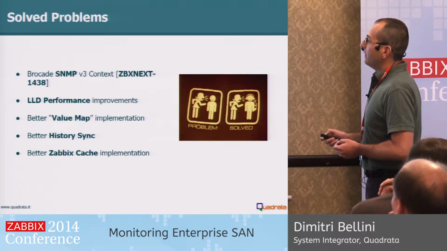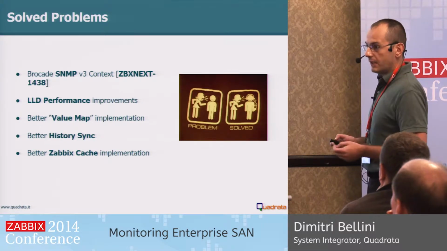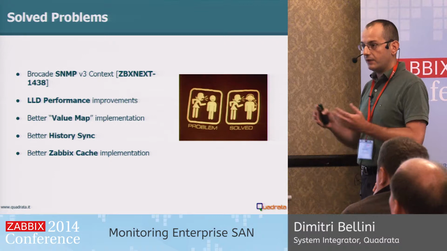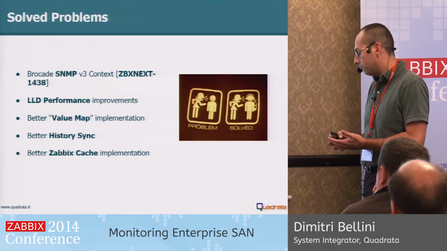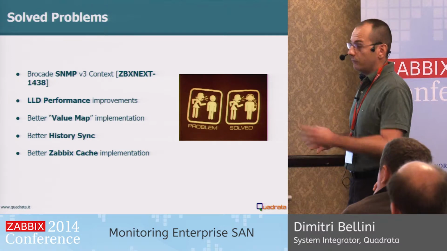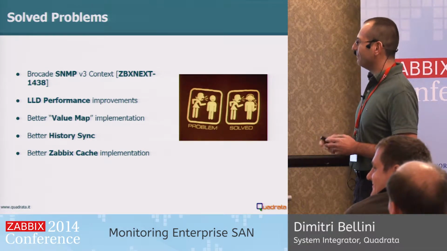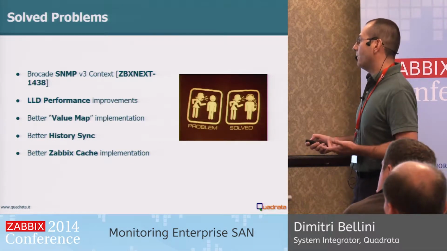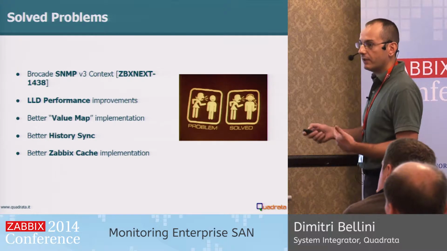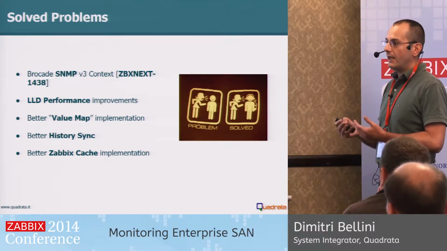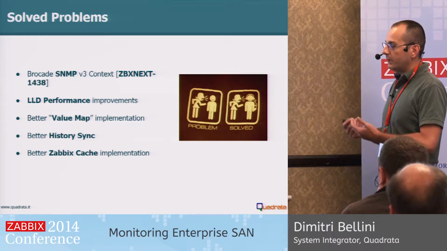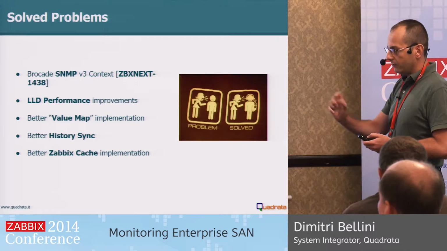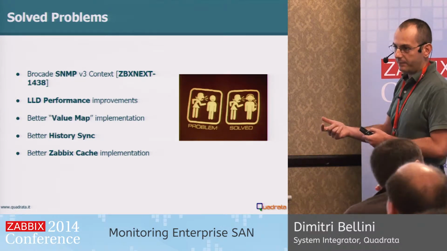Solved problem. SNMP context as a feature request to the Zabbix team. Low-level discovery is improved this year, and maybe you fix every problem and they create a better way for value mapping. Value mapping is very useful because we collect SNMP data, and sometimes we need to translate the value with a correct value map.